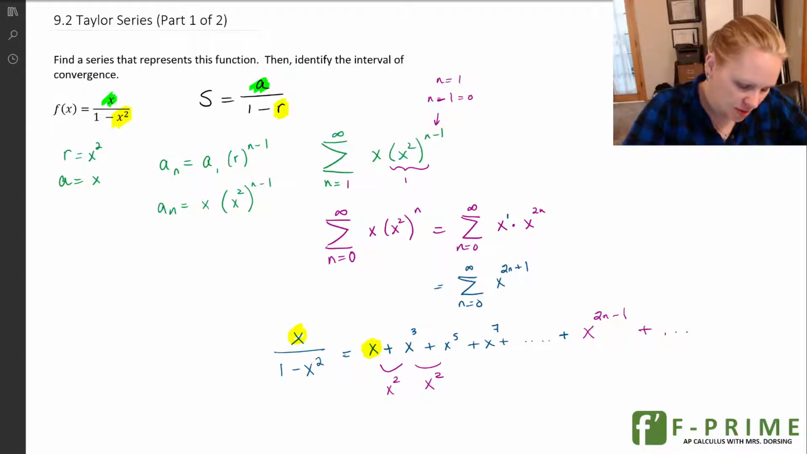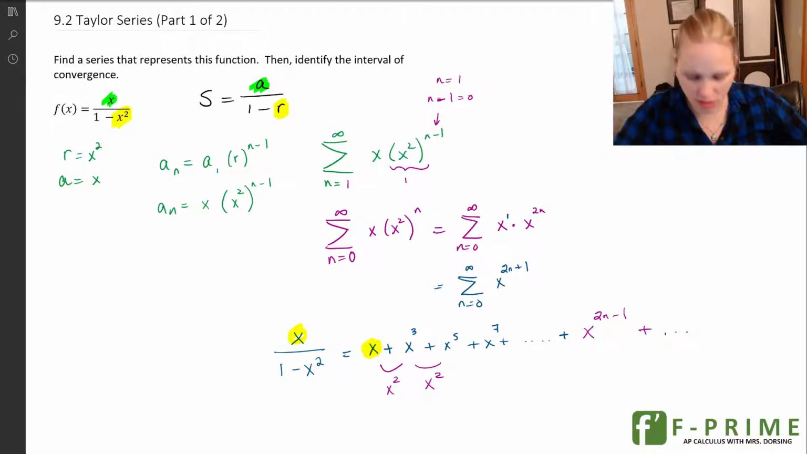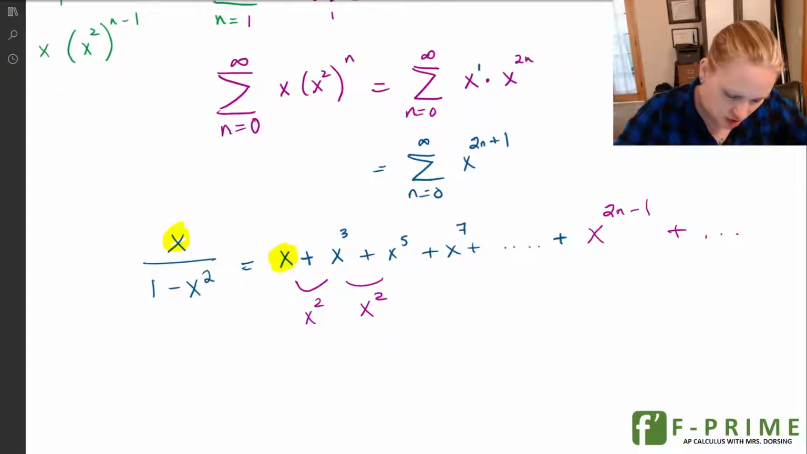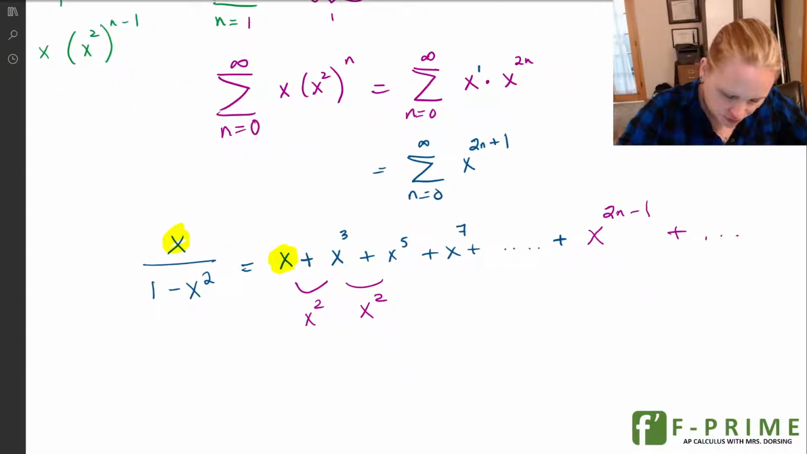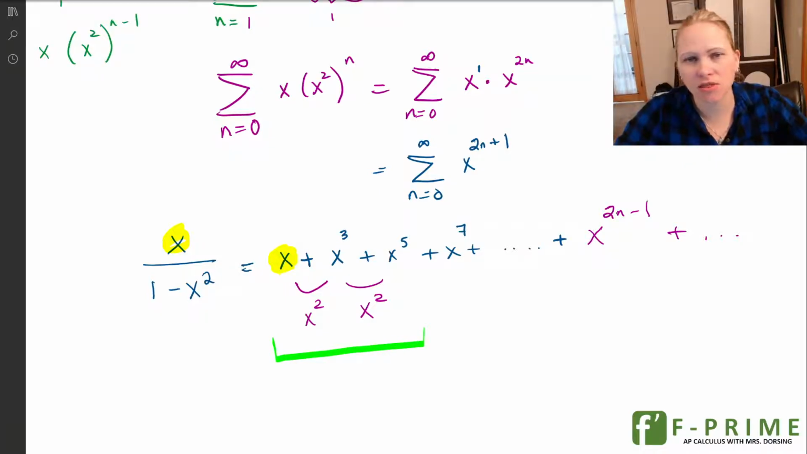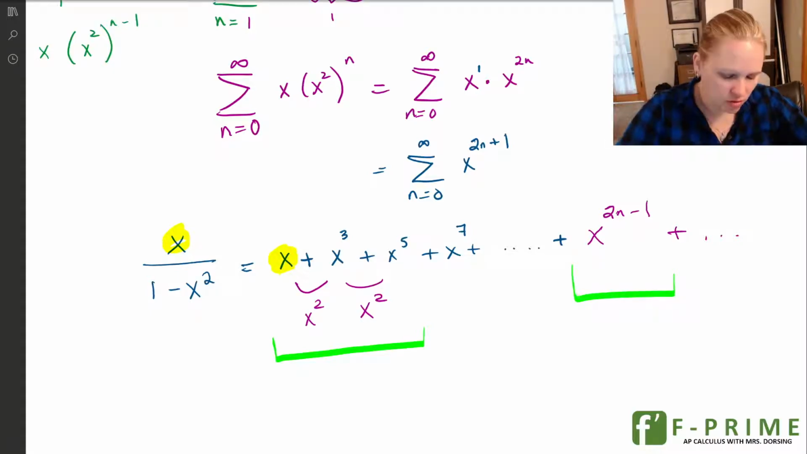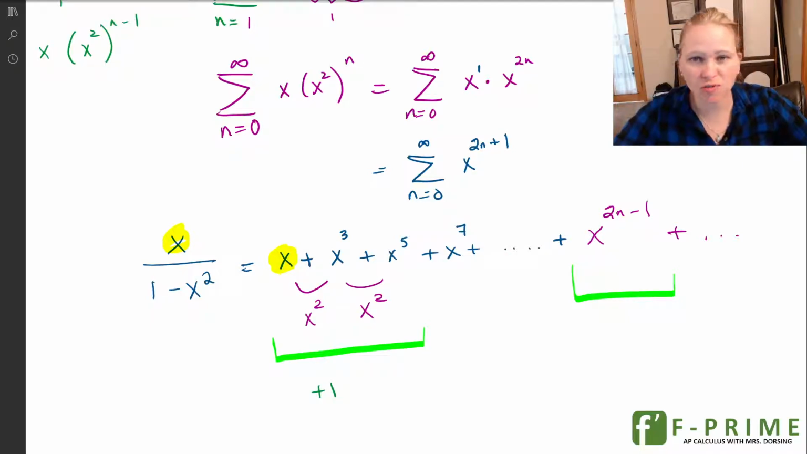When I take my AP exam and I try to represent a function with a series, I always want to make sure that I include two things. I want to include the first few terms. Oftentimes it'll tell me first 3, first 4. And then I always need the general rule. On the AP exam, in general, you get a point for the first couple of terms. They'll specify how many they want. And then you'll get a point for the general term. This is what this is called.